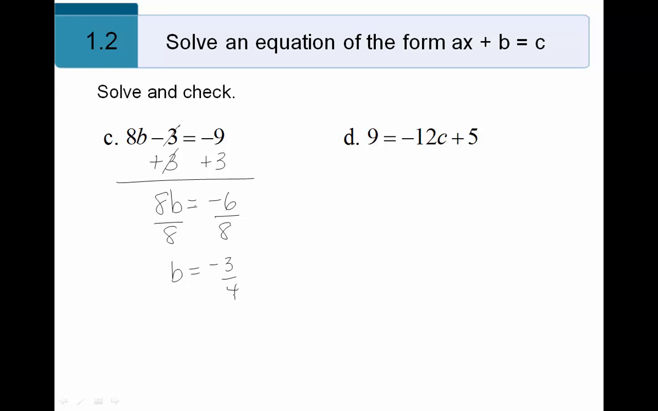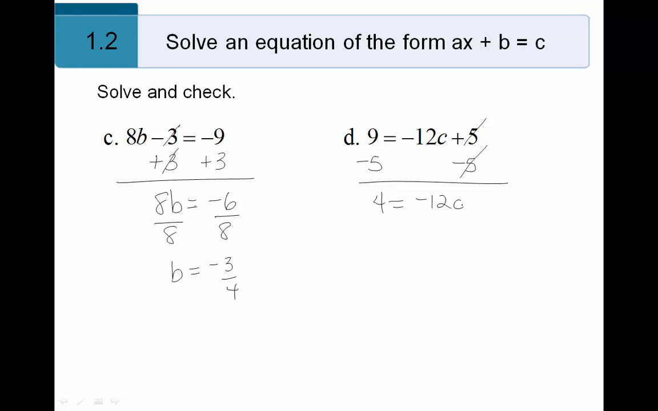The only variable in this case is on the right-hand side, so we'll leave it there, and we'll move the numbers to the opposite side. To accomplish that, we need to remove the positive 5, and so we'll put a negative 5 on both sides of the equation. On the left-hand side of the equation, positive 9 and negative 5 gives us a positive 4. On the right-hand side, the 5's cancel, leaving negative 12c.